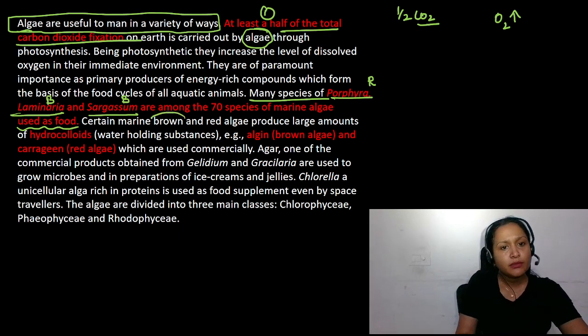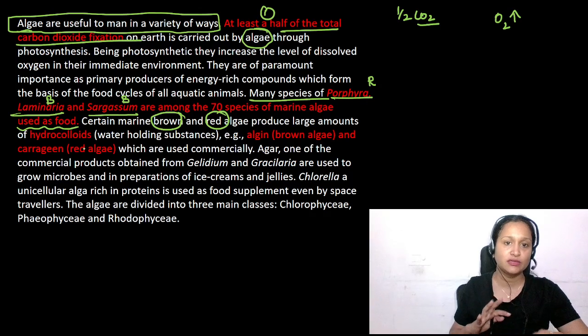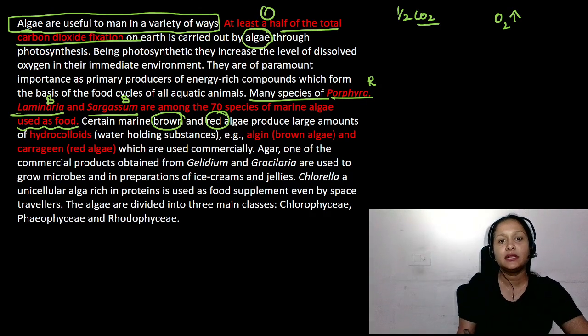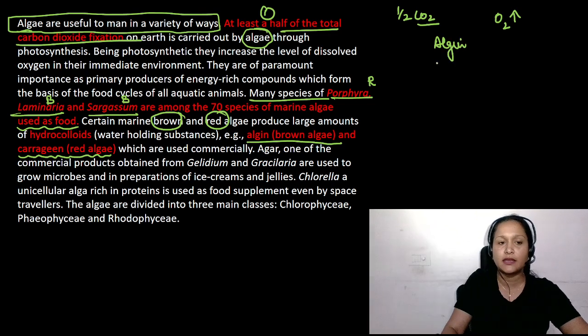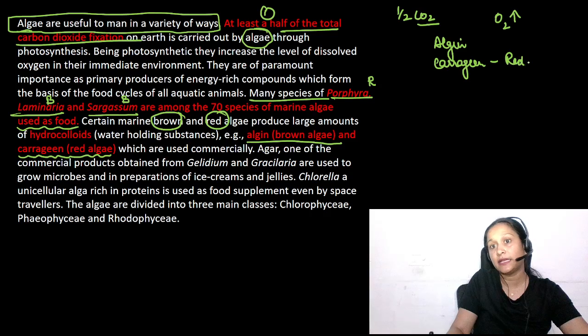Now there are certain brown and red algae from which some substance is obtained that is commercially beneficial for us. For example, algin from the brown algae and carrageen from the red algae. So algin and carrageen. Carrageen from red algae, algin from brown algae.